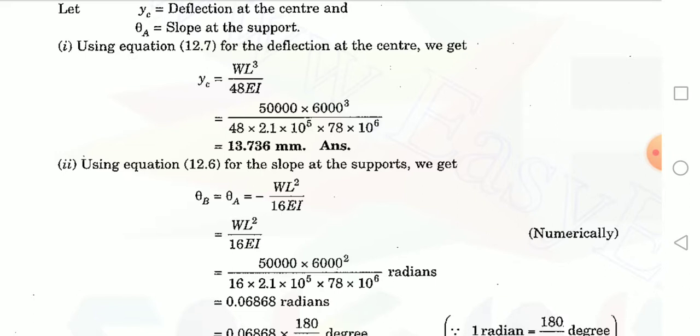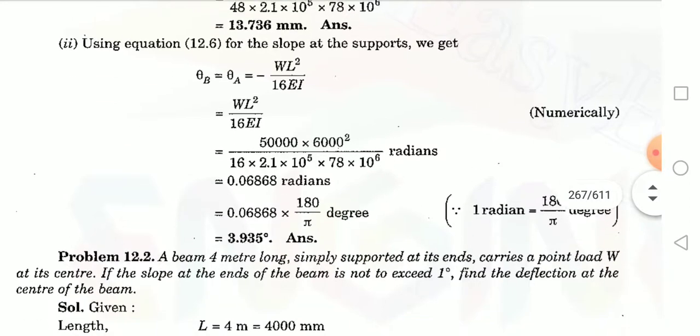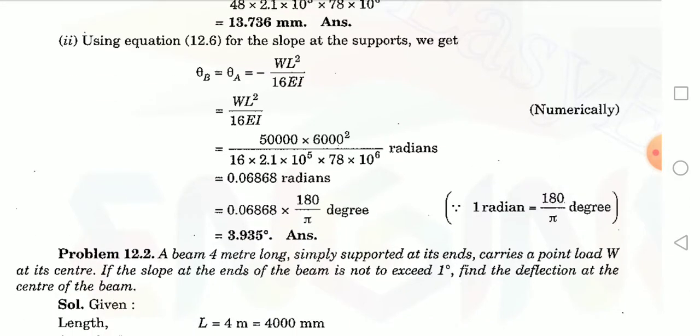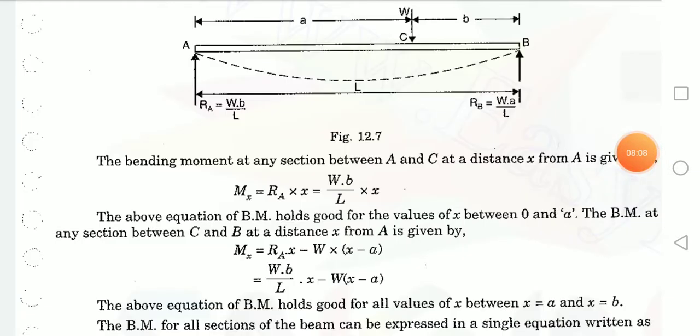So substituting all the values, you can get the slope value, that is 0.06868 radians. So that value comes in radians, so you can convert it into degrees by multiplying with 180 by pi, then the value is 3.935 degrees. So these types of problems are called double integration method problems.